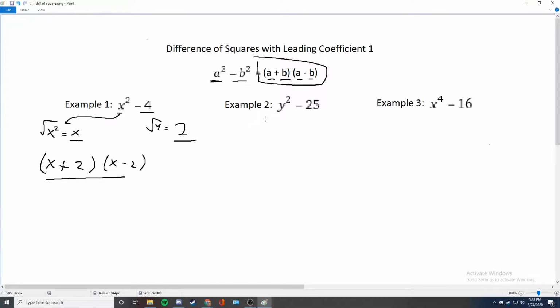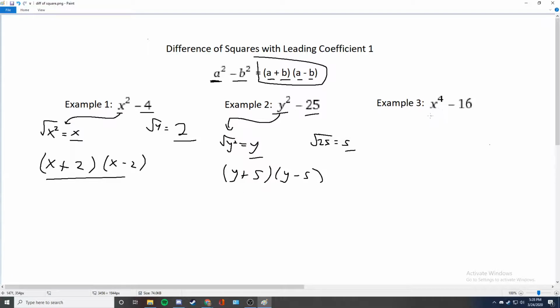So moving on to example 2, we've got y squared minus 25, where y squared and 25 are both perfect squares. Just like the last example, we'll square root both of these and get y, and the square root of 25 is 5. So again, these will be our two terms that we want to use for the general form. Our first one will be y plus 5, and our second one will be y minus 5.